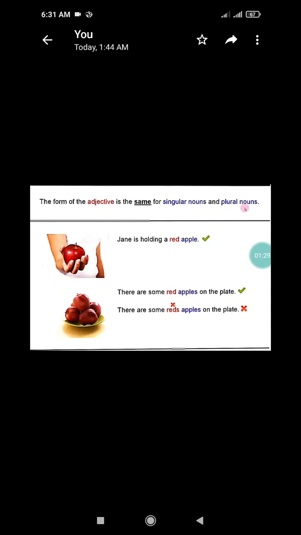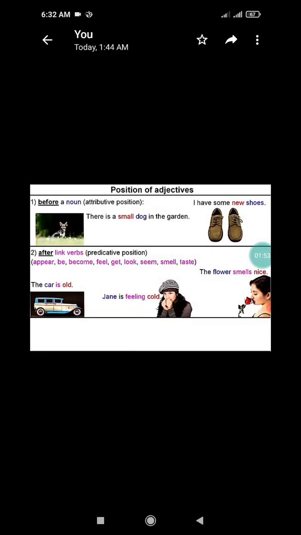We can see now, of course, the noun is in plural, but the adjective is the same form as the previous example. So, the sentence "There are some reds apples on the plate" is wrong. Now, let's look at the position of the adjective in the sentence.